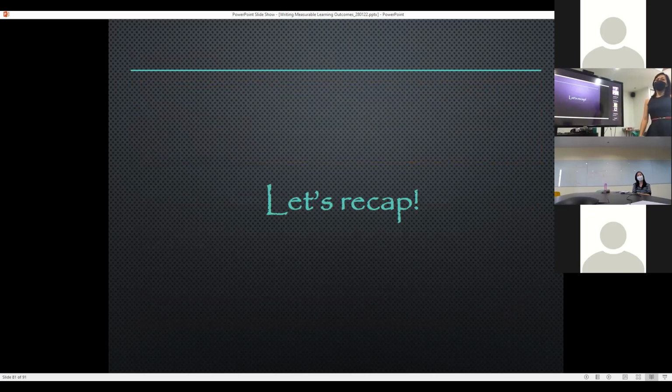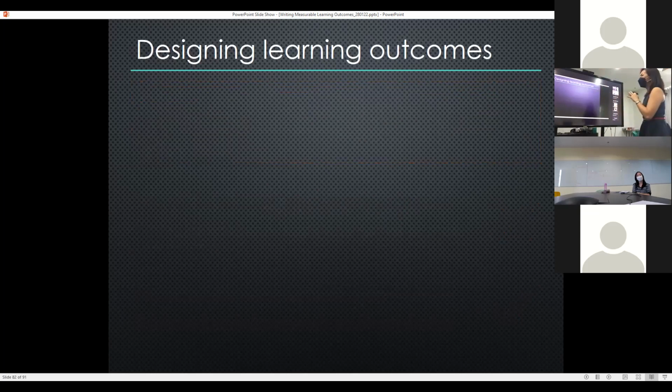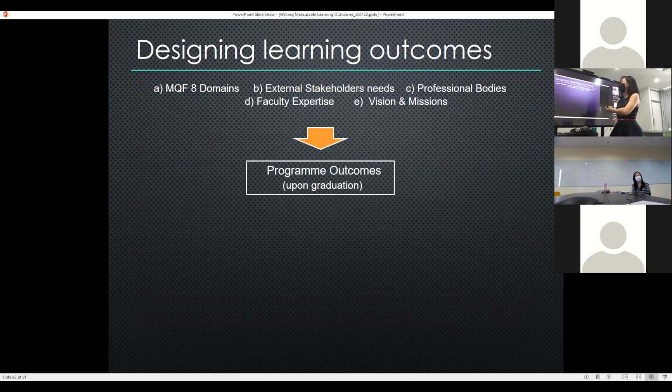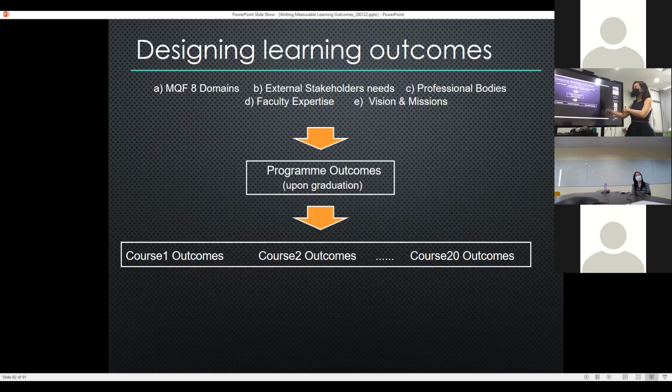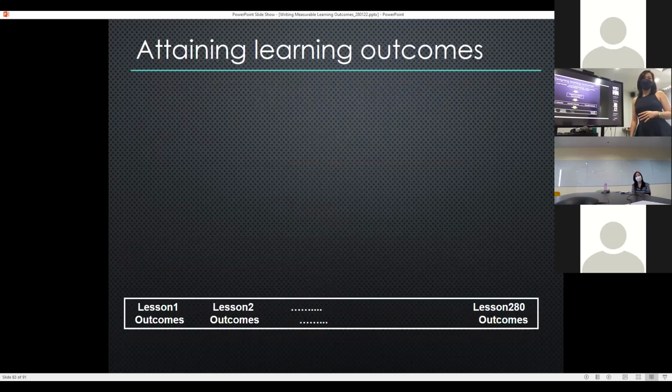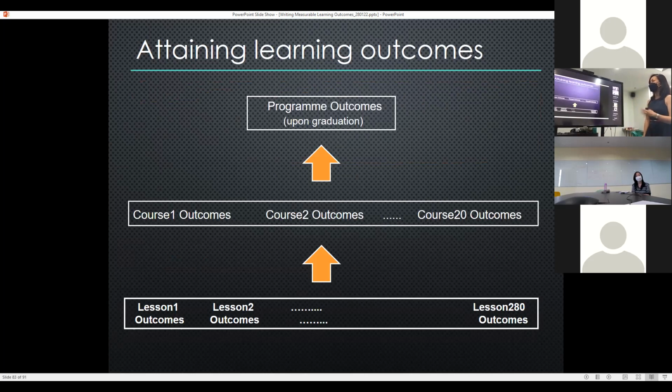So let's recap from the morning until now. What did we go through when talking about designing learning outcomes? These are the people or the sources who are involved in designing your LO, and also specifying your CO. And from here, you will have your program outcomes and then your course outcomes. And you will have then your lesson outcomes written, okay? But when we talk about attaining the learning outcomes, it starts from the bottom, of how you actually write your lesson learning outcome so that it can support the achievement of your course learning outcome and eventually your program outcomes.